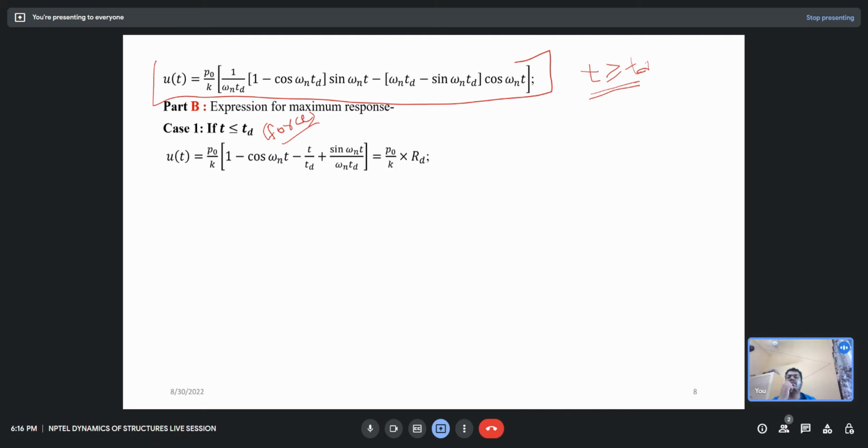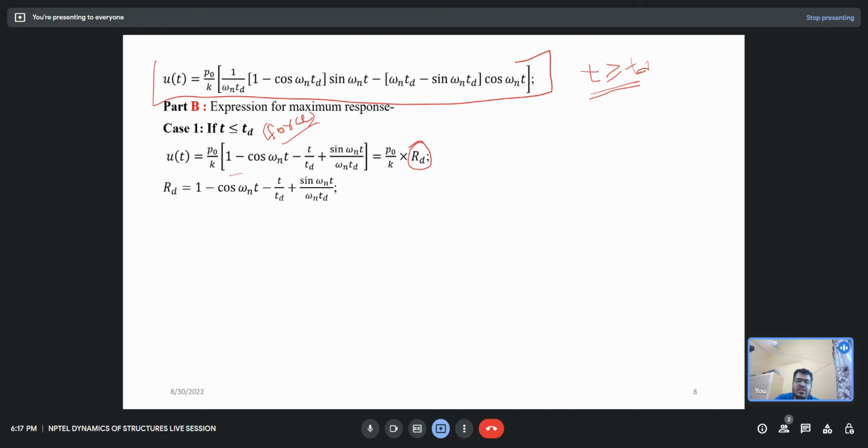So what is the response for this? Like I have discussed in the previous slide, what is my response for the forced vibration? This was the response. So if P naught by K is my static deflection, then that is my response deformation factor, Rd. So my Rd is 1 minus cos omega n t, minus t over td, plus sin omega n t divided by omega n td.